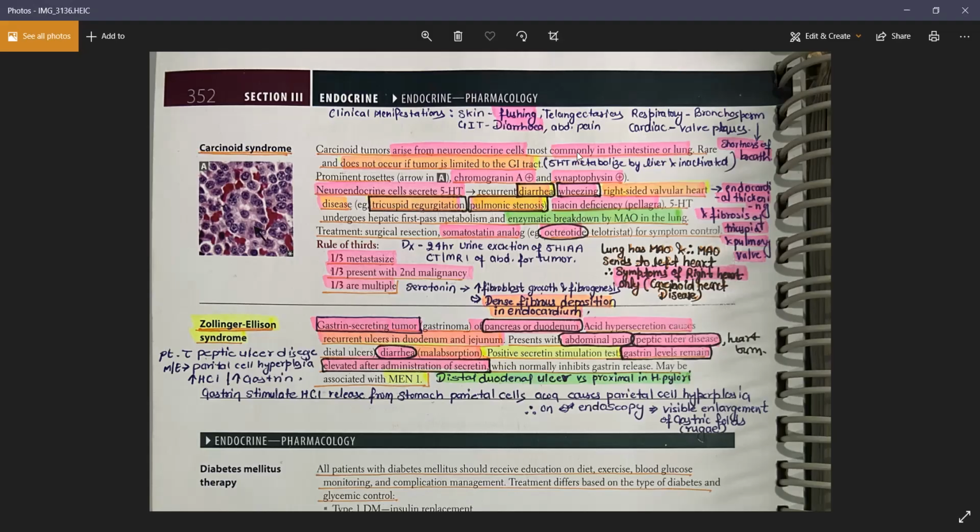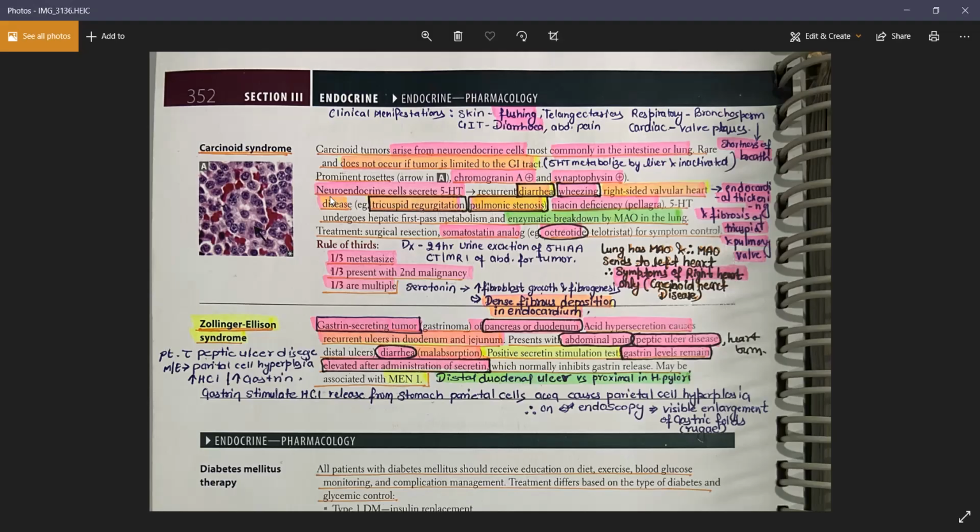Why? Because your liver has the enzyme that can metabolize the serotonin. Please remember, all of the symptoms of the carcinoid syndrome are because of the serotonin release. And because your liver has the enzyme which can metabolize the serotonin, it won't be causing any symptoms. Symptoms will only occur whenever the tumor metastasizes to the liver, bypassing this enzyme. So whenever you get the symptoms of the carcinoid syndrome, that means the tumor has already metastasized. Very important.